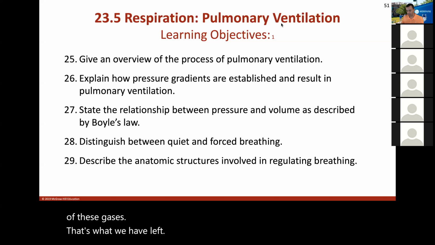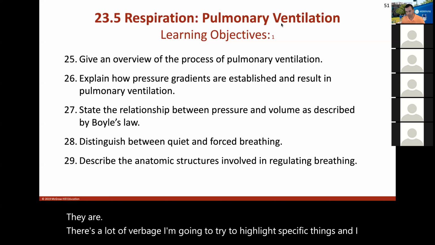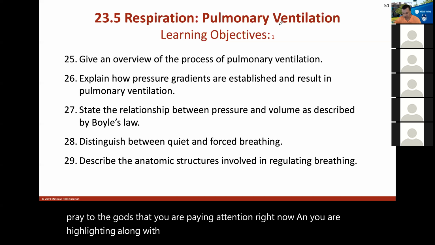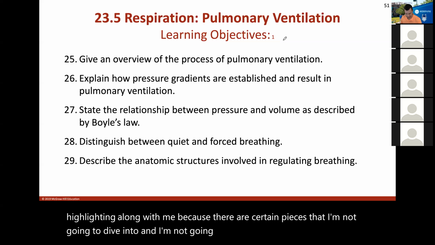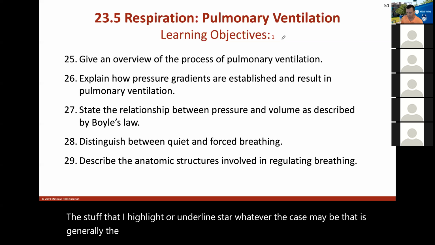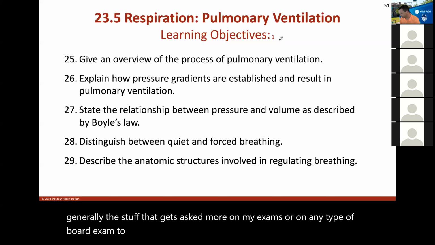They are intuitive. There's a lot of verbiage. I'm going to try to highlight specific things, and I pray to the gods that you are paying attention right now and you are highlighting along with me, because there are certain pieces that I'm not going to dive into and I'm not going to ask about on the exam. The stuff that I highlight or underline, star, whatever the case may be, that is generally the stuff that gets asked more on my exams or on any type of board exam to become a nurse.